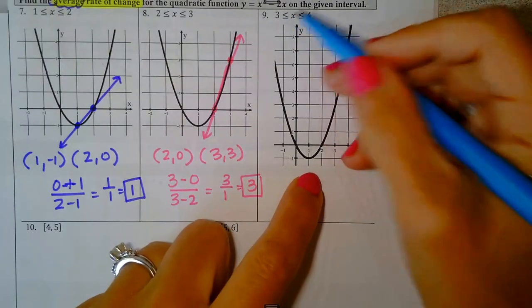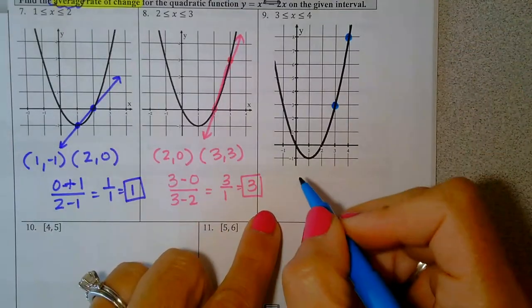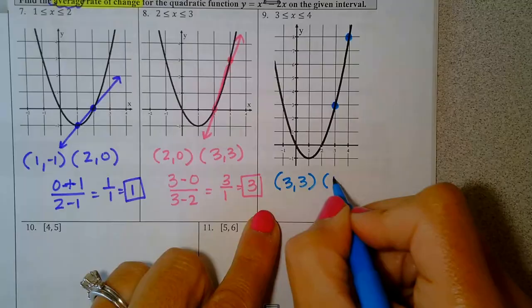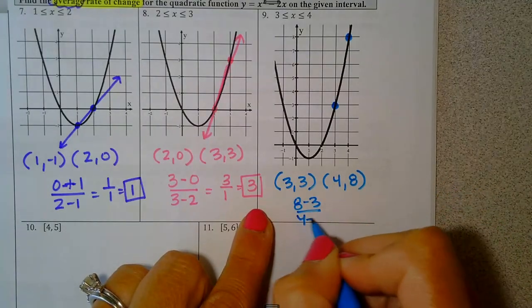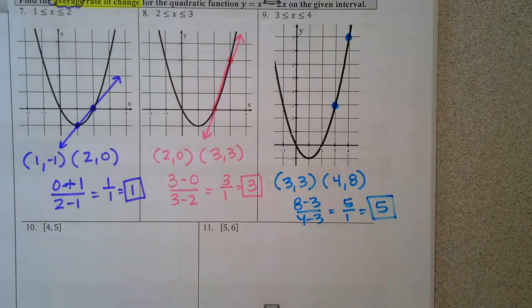Yeah. So 3 to 4. So 3 is here, 4 is here. So 3, 3, and then 4, 8. So 8 minus 3 over 4 minus 3 is... do you notice a pattern? 1, 3, 5, what's happening? It's going up by 2.